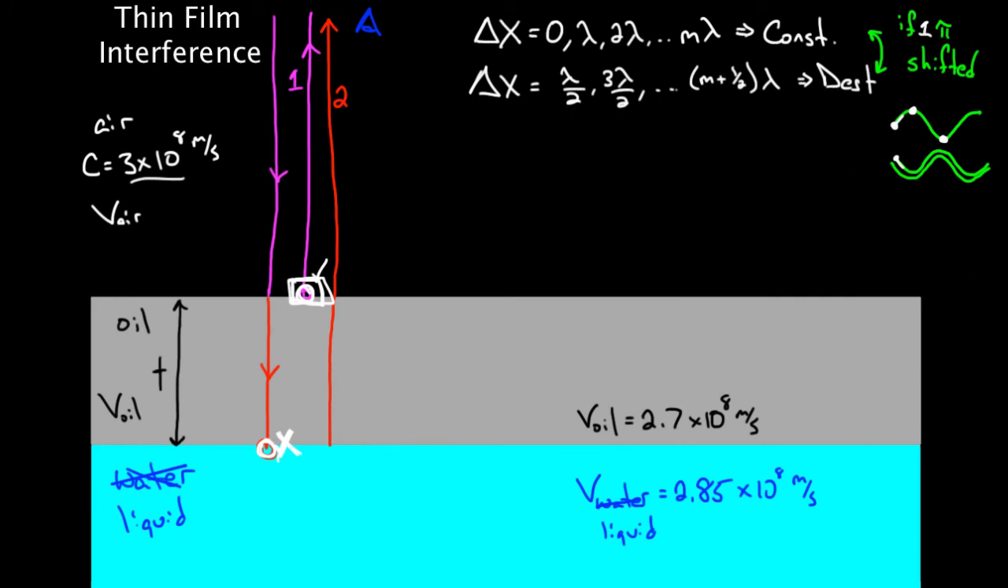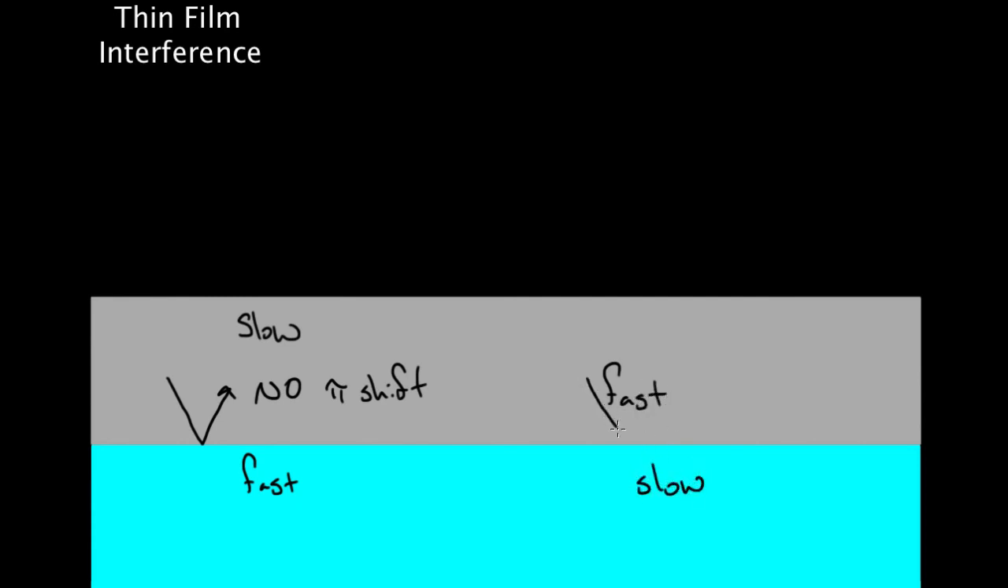So let me just be clear here. Let me show you what I'm talking about. Let me clear this off. If I had a material, and right here it's slow compared to this one, if it reflects off of a fast material, no pi shift, no 180 degree shift. But if it's in a fast material and it reflects off of a slow material, then yes, this gets a pi shift. So this gets a 180 degree shift.